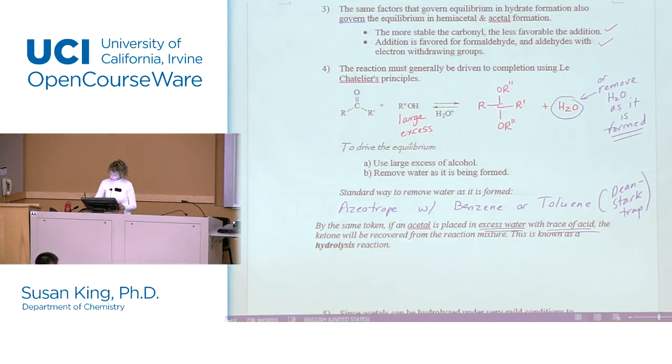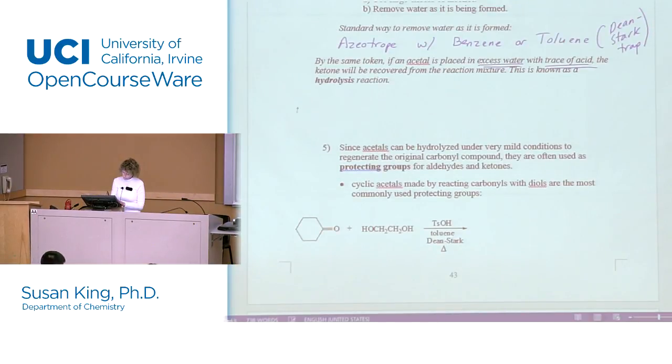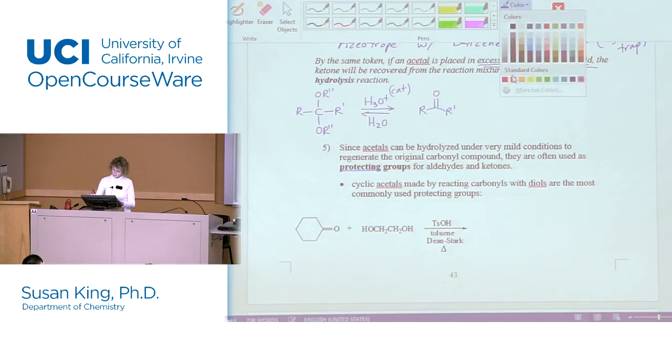So this is what it looks like. Here's our acetal that we just made above. Reversible arrows here, H3O plus, H2O. And you really only need catalytic H3O plus. That's all you need, and it wants to go back to the ketone. Same mechanism, but reverse direction.